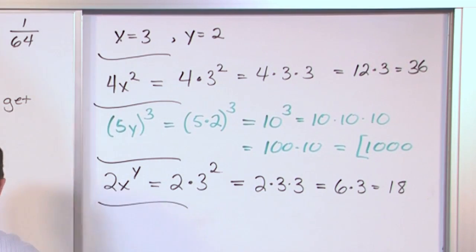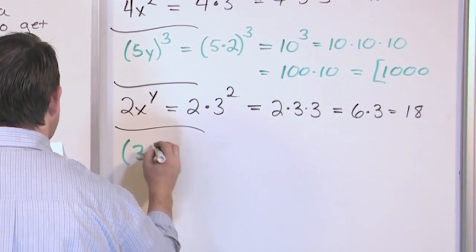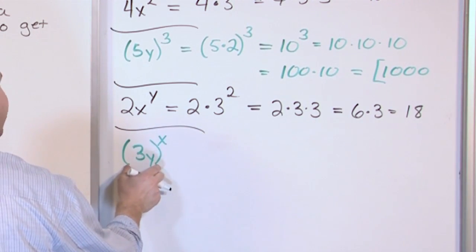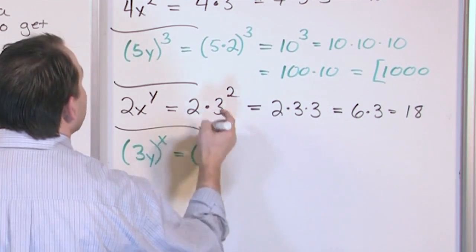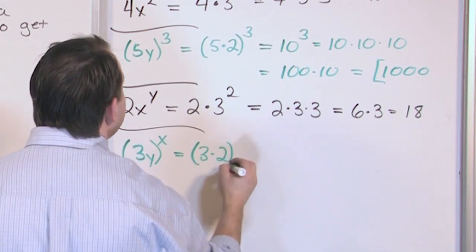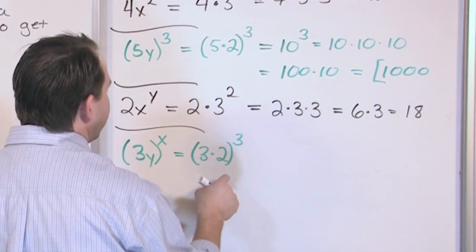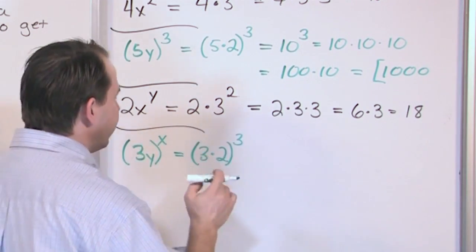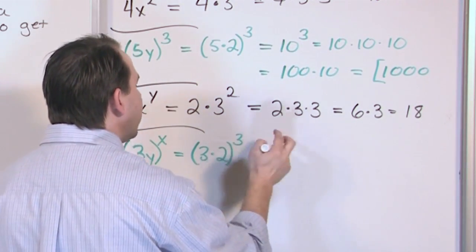All right, let me change colors real quick. What if we have 3y raised to the power of x? And notice that in this case, 3y is wrapped up in parentheses. So 3 times y, where y is 2, raised to the power of x, which is 3. That's how we're writing this. And now a lot of students will be like, well, do I do the exponent first or do I multiply first? Well, we already said that. We always do what's in the parentheses first, always. 3 times 2 is 6. Now that 6 was what was in here. It's all raised to the 3 power.